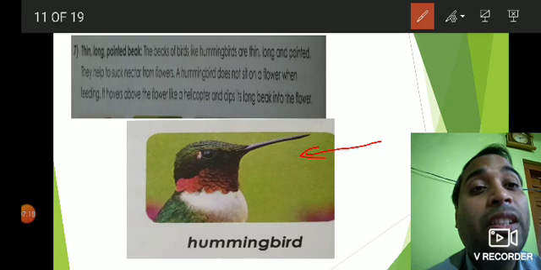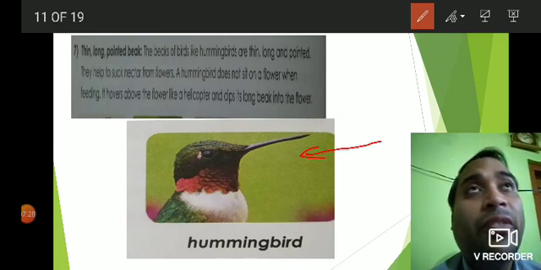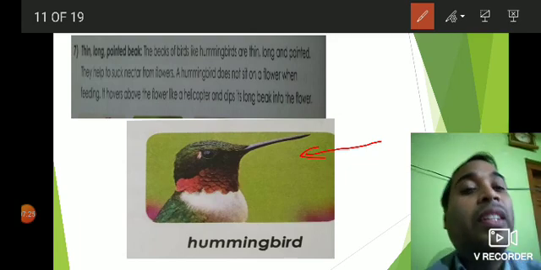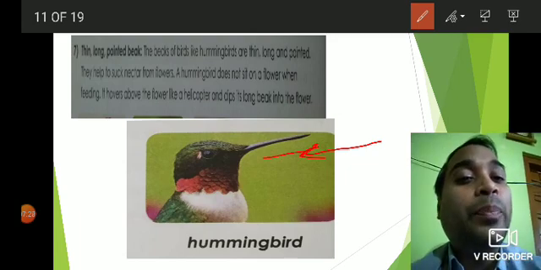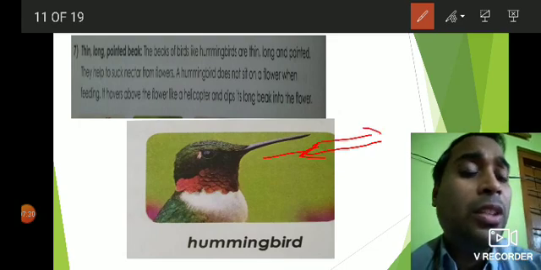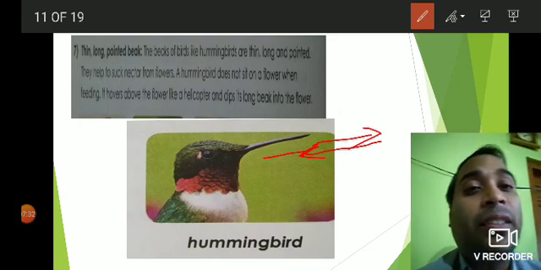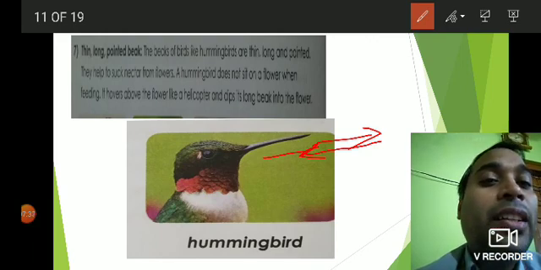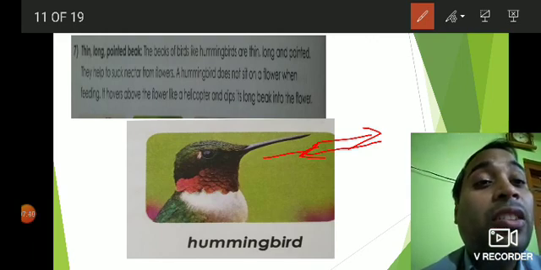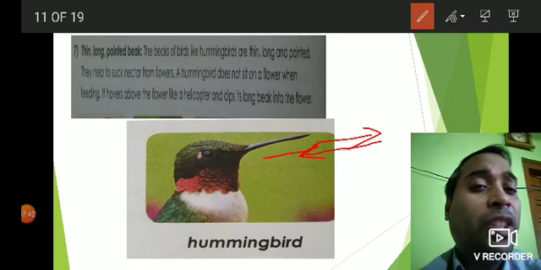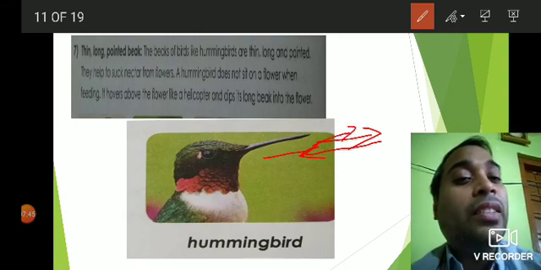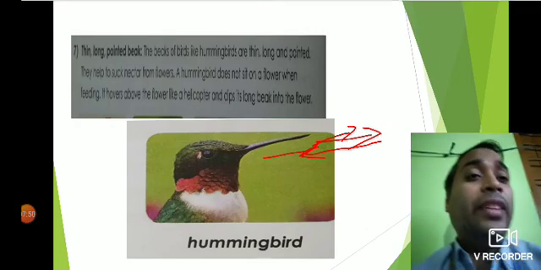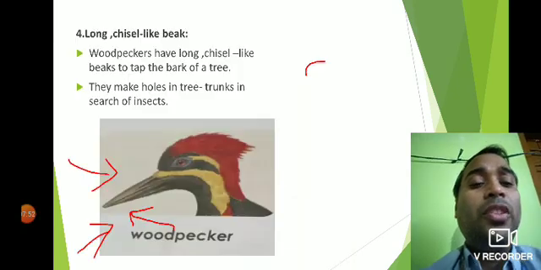The hummingbird does not sit on a flower when feeding. They keep flying around the flower and suck the nectar with the help of their long, thin, pointed beak. It is just like a syringe or a small tube through which they can suck in the nectar. It hovers above the flower like a helicopter and dips its long beak into the flower. Just like a tube or syringe, they insert it into the flower and get the nectar. So these are some of the different types of beaks which you have studied today.